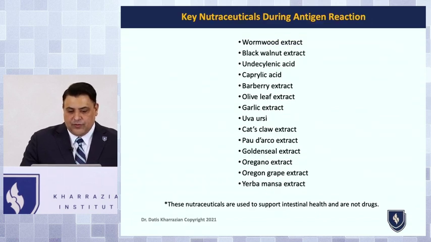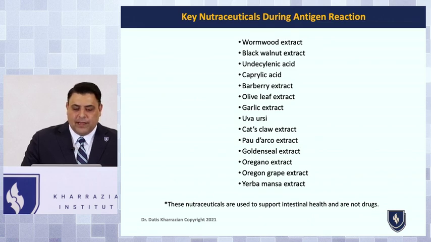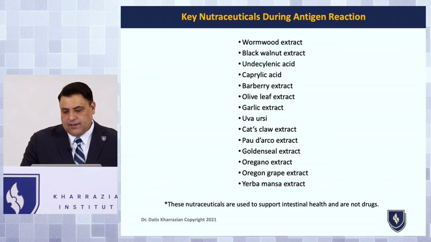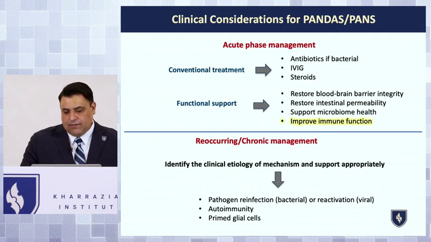And then nutraceuticals to help deal with any antigen-related issues, like wormwood, black walnut, undecylenic acid, caprylic acid, which have all shown natural antifungal, anti-yeast, antibacterial, and antiparasitic properties. Those types of things can be some things to consider in the supportive phase.